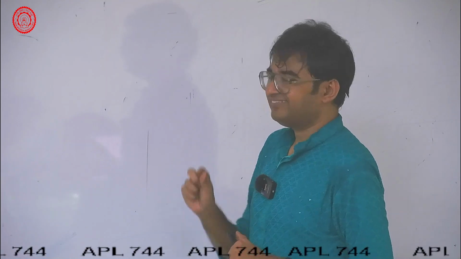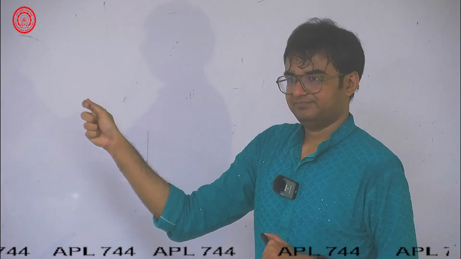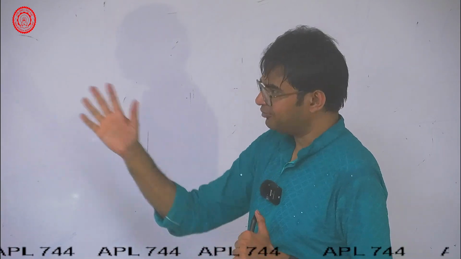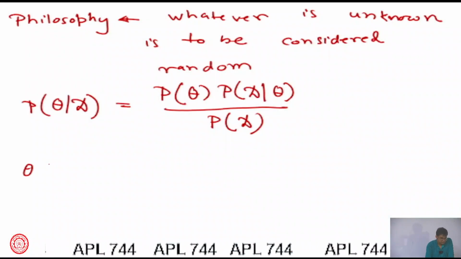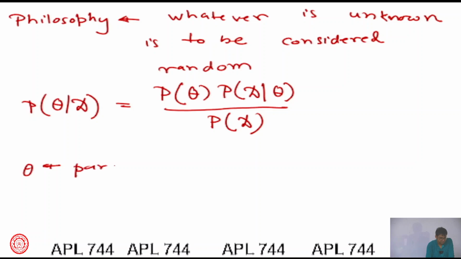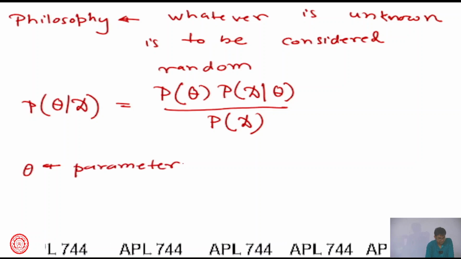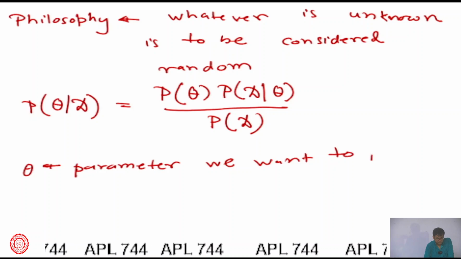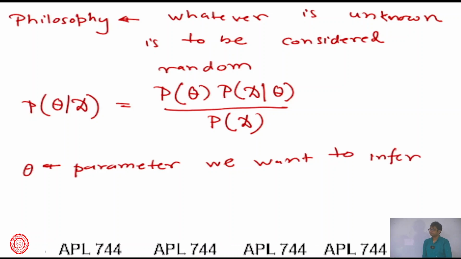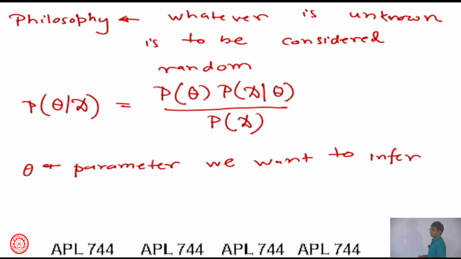So, we have two things here apart from probability. One is theta, one is d. Theta stands for parameters or whatever is unknown. In our case, it will always be a parameter. So, theta is the parameter that we want to infer.